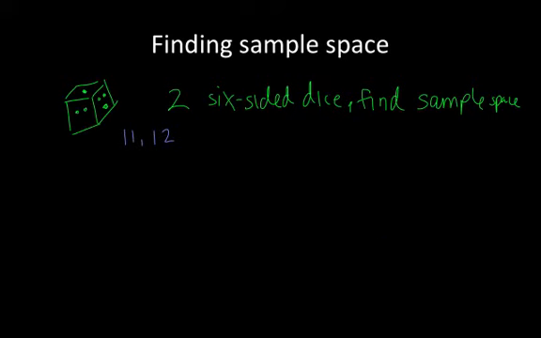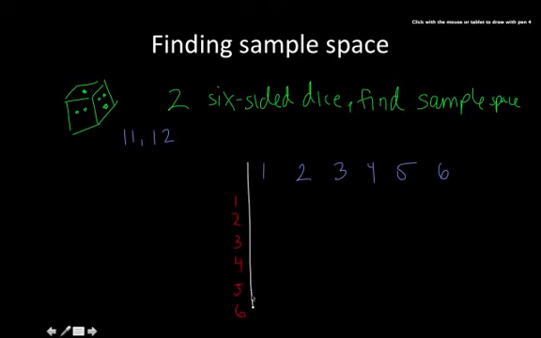So I roll the first die and I can get a 1, a 2, a 3, a 4, a 5, and a 6. And then I roll the second die and I can get the same thing, a 1, a 2, a 3, a 4, a 5, and a 6. And so this little chart here is going to help me organize all the different possibilities.